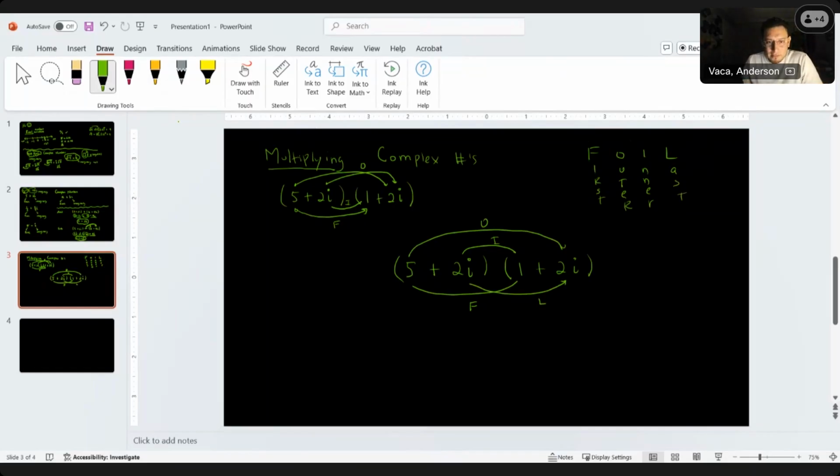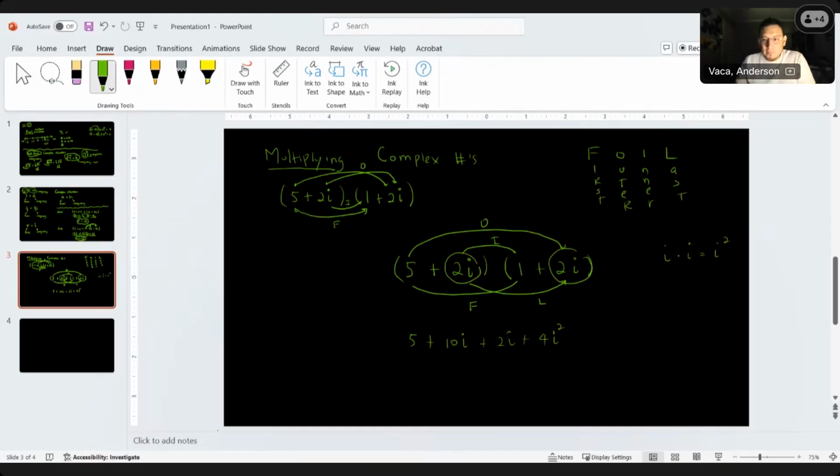5 times 1 is just 5. 5 times 2 is 10, but that's 10i. Then we do 2i times 1, which is 2i. And then we'll do 2i times 2i, which will be 2 times 2 is 4, and then i times i is i squared.